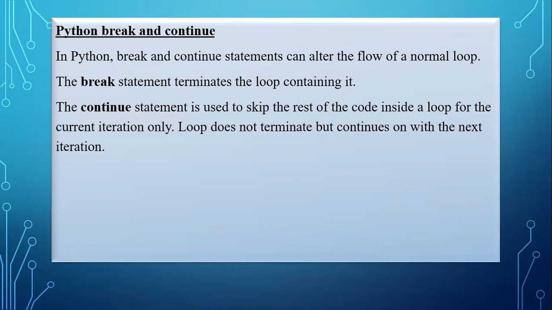Continue also does a similar action in some way, but it skips the particular iteration and the rest of the code. That means it will continue with the next iteration for you. So it is not terminating, but continuing with the next iteration. One example I'll show you is how break and continue work with the normal for loop.